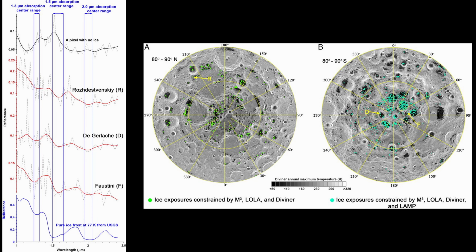Okay, let's have a look at the actual data. On the left side, we can see our 4 reflectance spectra ranging from 1 to 2.5 micrometer wavelength in the infrared spectrum. And at the bottom in blue, we have the spectrum of pure water ice. You can see that water ice absorbs infrared light at the wavelengths 1.3, 1.5 and 2 micrometers. And for comparison, the top spectrum in black shows a pixel without any ice in it.